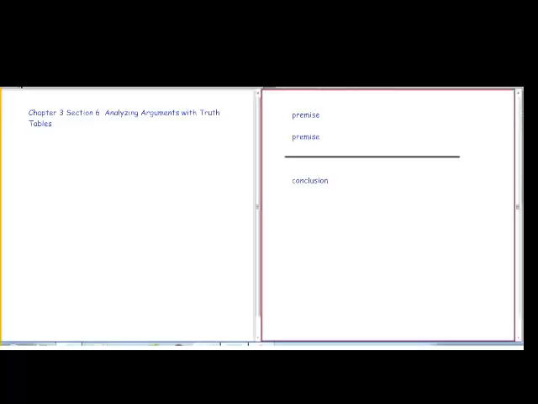Yeah, we're on section 6 already. You already missed the notes, huh? Yeah, that's right. You snooze, you lose.